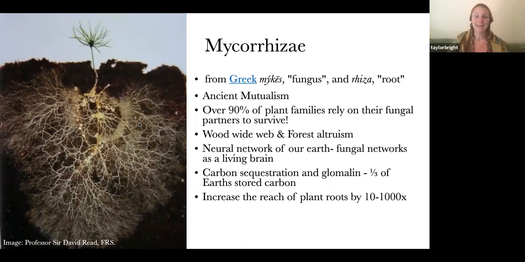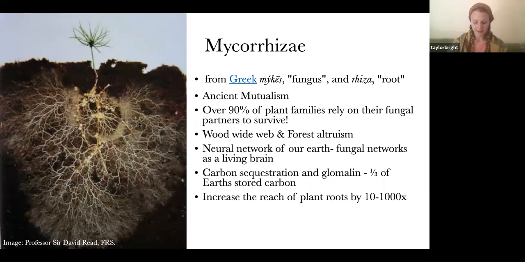And it breaks down these nutrients and minerals and makes them in an accessible form for the plant. So the fungus brings these accessible forms of nutrients to the roots of the plants that otherwise the root of the plant wouldn't be able to access on its own. And that's their main exchange.